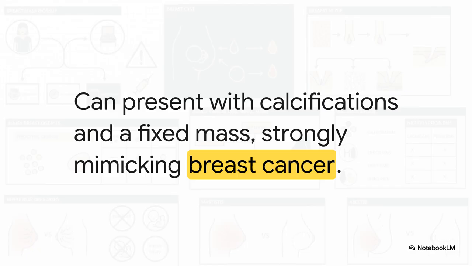As we see here, fat necrosis can present with calcifications on mammography and a fixed irregular mass on physical exam, strongly mimicking breast cancer. It usually follows blunt chest trauma or a recent breast reduction surgery. Because it looks, feels, and images so much like cancer, the appropriate step is to excise the mass and reassure the patient once pathology actually confirms it's simply necrotic fat and foamy macrophages.